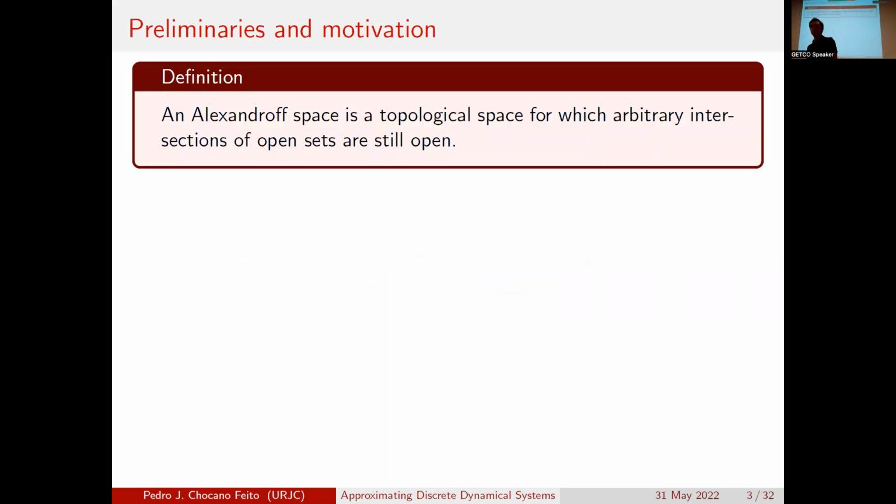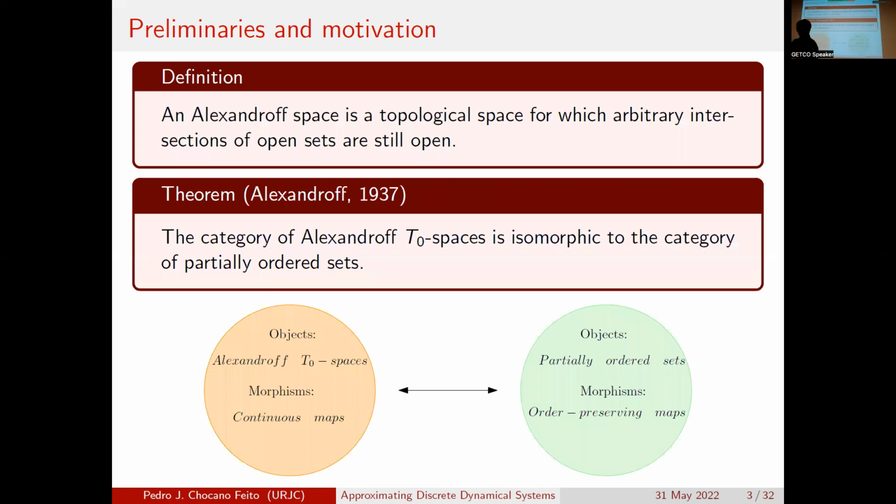So first of all, what is an Alexandrov space? An Alexandrov space is a topological space for which arbitrary intersections of open sets are still open. All right. The interesting thing about this sort of topological spaces is the following. This theorem tells us that the category of Alexandrov spaces where the morphisms are continuous maps, and the category of partially ordered sets where the morphisms are order preserving maps are isomorphic. And this is really nice because we can treat the same object from two different points of view. On the one hand, we have the topological point of view, and on the other hand, we have the combinatorial point of view.